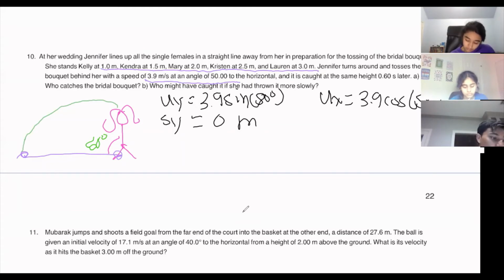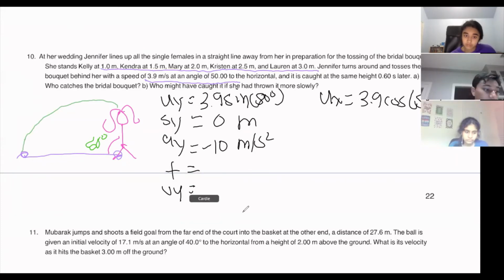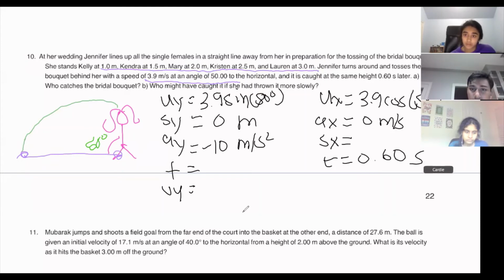And then I know that Ay is going to be negative 10 meters per second squared, or 10 meters per second squared down. I don't know what t is, and I don't know what Vy is. And then on the x side, I know that Ax equals 0 meters per second squared. I don't know Sx, the displacement, right? And then it says that t is 0.60 seconds, so this would also be 0.60 seconds, right? What am I trying to find? I'm trying to find Sx, right?